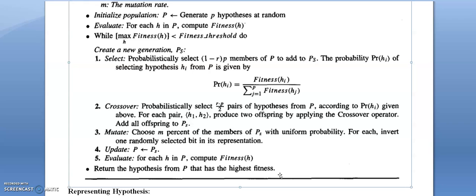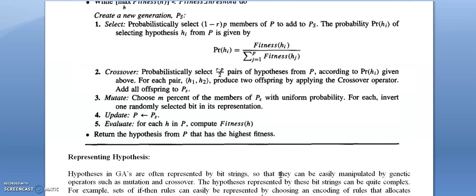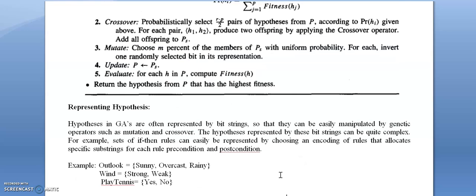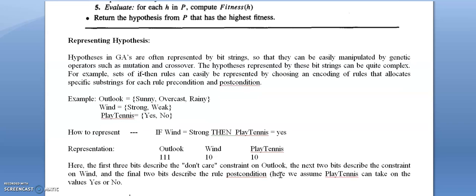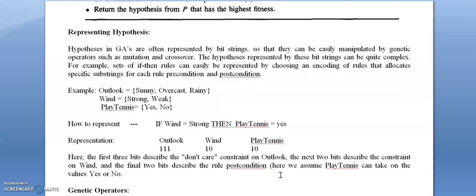Okay, so in this way we can get the best possible solution for the given problem. Now the question is how we can represent the hypothesis. We need to represent the hypothesis in the form of bits. So here I am taking an example that has already been discussed in the previous units.